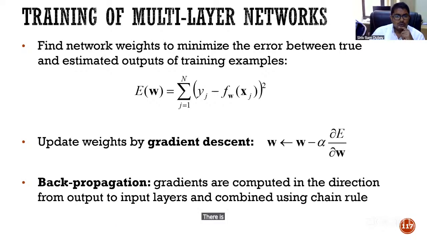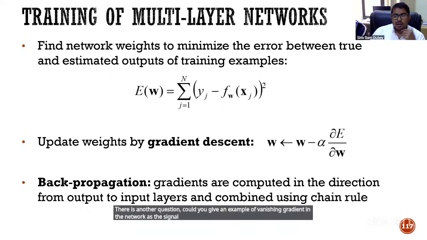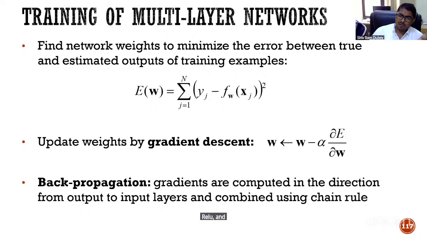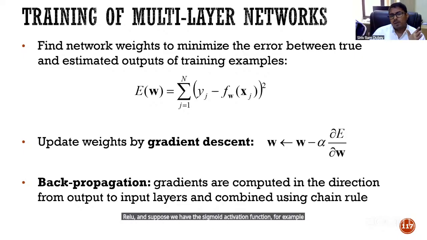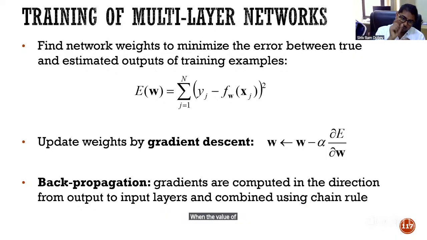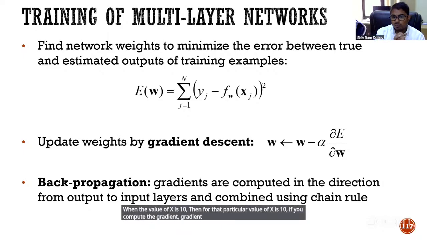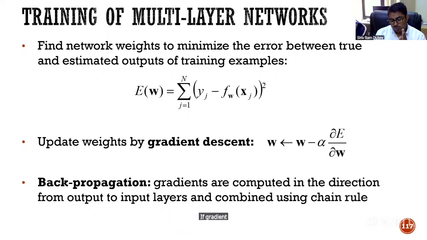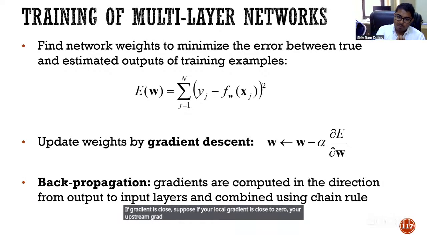There is another question. Could you give an example of vanishing gradient in the network as the signal backpropagates? Okay, so what happens here? Suppose we have the sigmoid activation function, for example. Then what happens when the value of x is 10? For that value, if you compute the gradient, it will be close to 0. If your local gradient is close to 0, your upstream gradient is going to be multiplied with the local gradient and then passed to the previous layer.